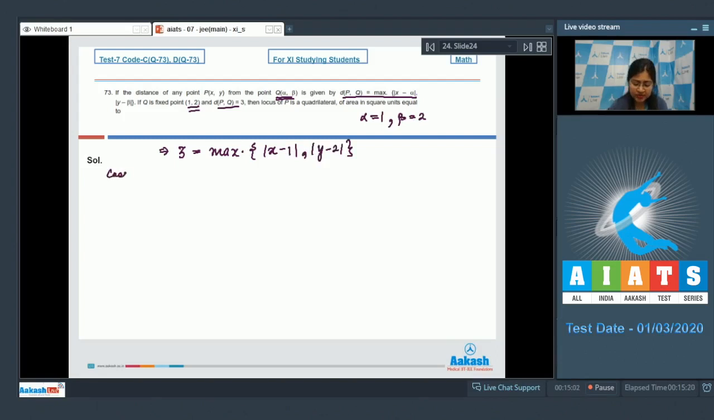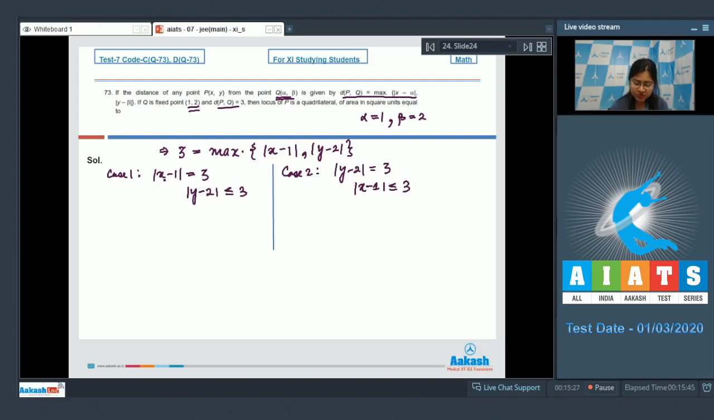So we have two cases here. Case 1, if mod of x minus 1 is equal to 3, then mod y minus 2 is less than or equal to 3. Similarly, case 2, if mod of y minus 2 is equal to 3, then we have mod of x minus 1 is less than or equal to 3, right? So let's solve this.